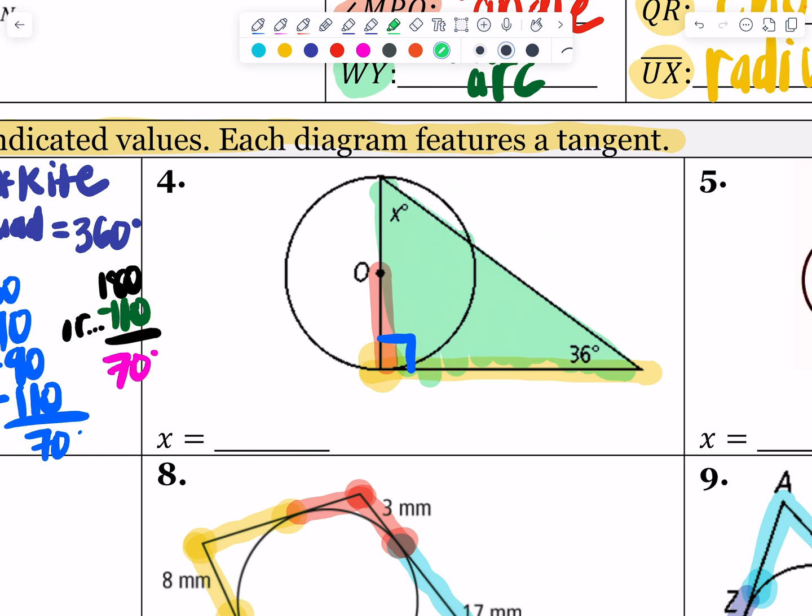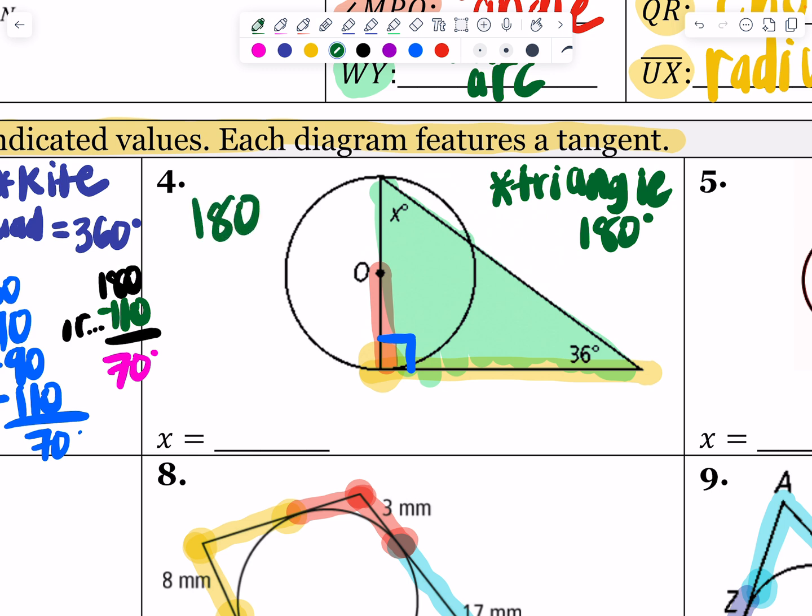And so what do we know about this triangle? This is going to be a triangle. It is going to have a sum of 180 degrees. There's my triangle, okay? So the math that we're going to be able to do easily there is 180 minus the 90-degree angle minus the 36-degree angle.